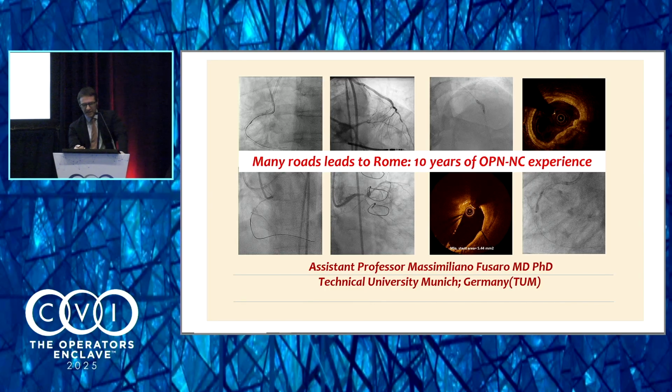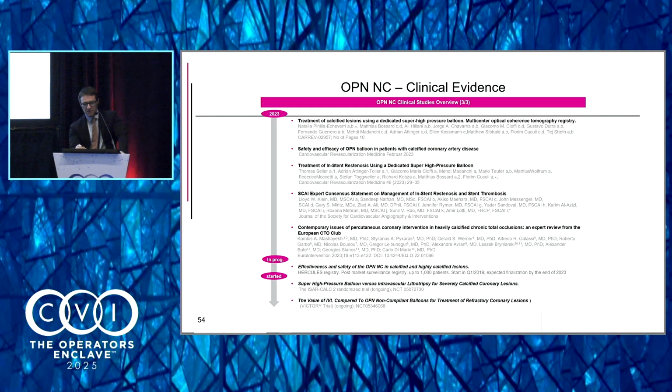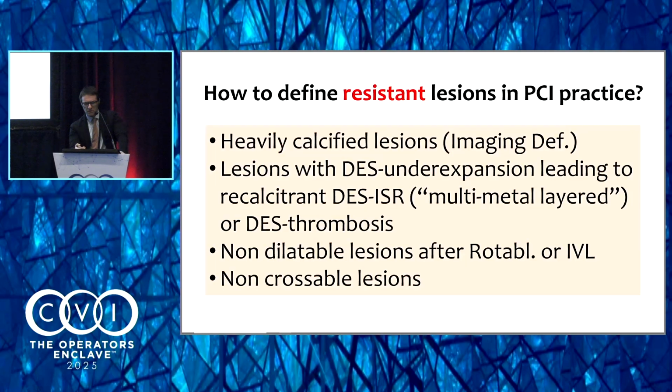So Thomas asked me to bring the large experience we got in the German center in Munich. And the reason they accepted that is maybe not to focus only on the evil calcified lesion, which is quite important, but maybe a little broader spectrum of understanding, which is a resistant lesion. The resistant lesion is not an evil calcified lesion. Imagine defining it with IVUS or OCT or even in coronary CT.